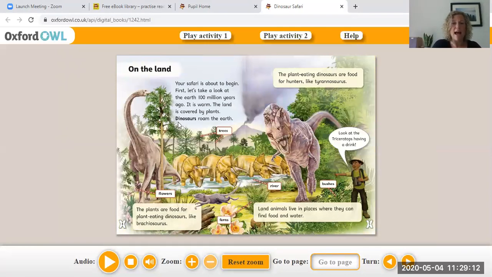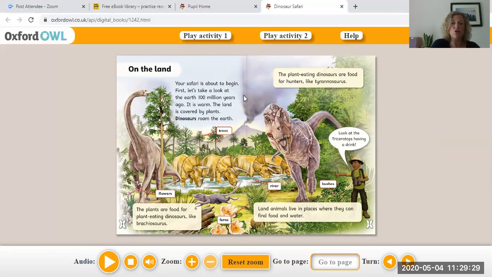On the land, and I can see there's a word in bold already. There's a lot happening on this page. We've got speech bubbles, we've got labels here, we've got sentences about what we can see here, and we've got this word in bold, and that word is dinosaurs.